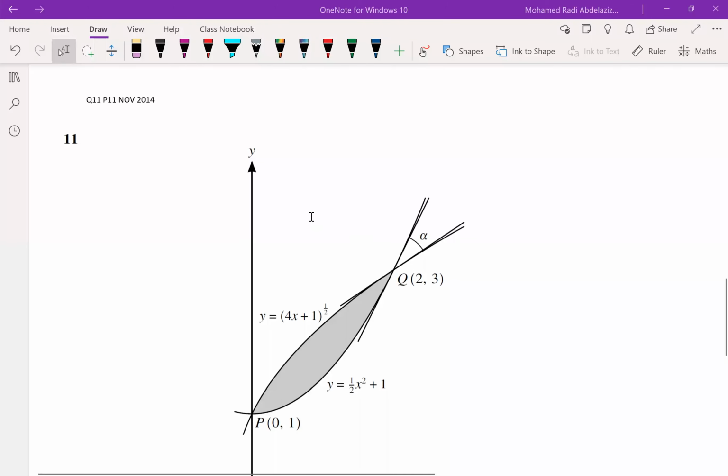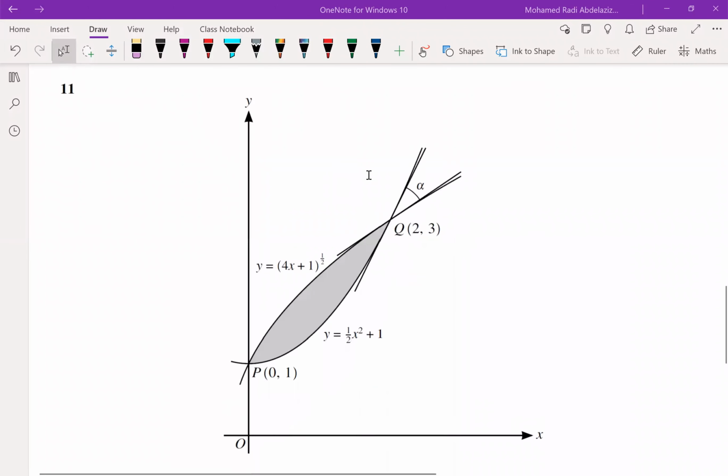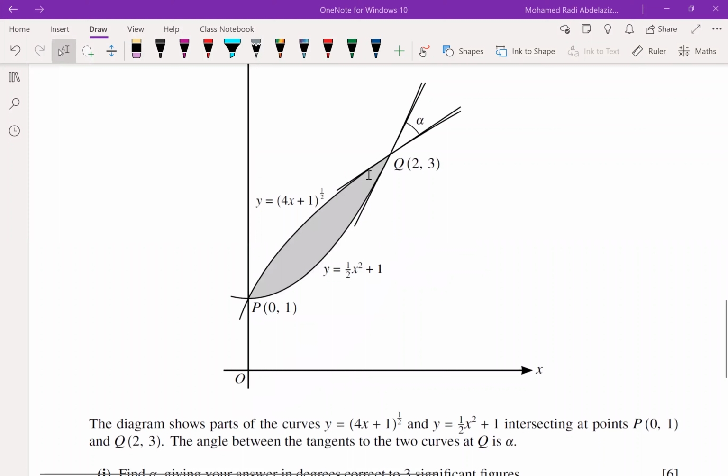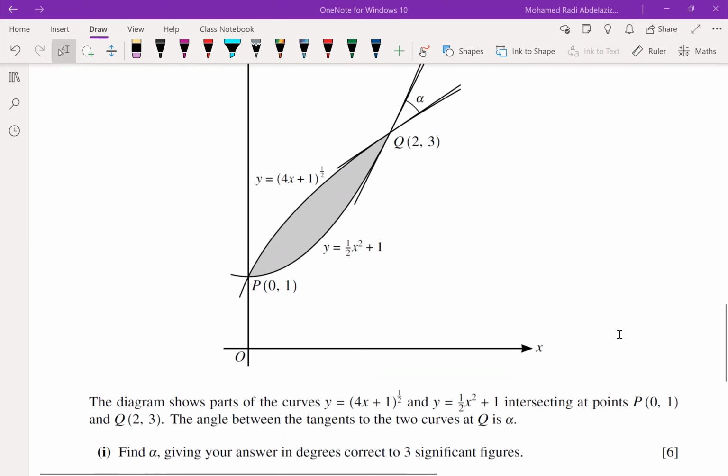Hi guys, in this tutorial I'm going to solve question number 11, paper 1-1, November 14. The graph shows part of the curve y equals (4x + 1) to the power of a half and another curve y equals half x squared plus 1, intersecting at points P (0, 1) and Q (2, 3).